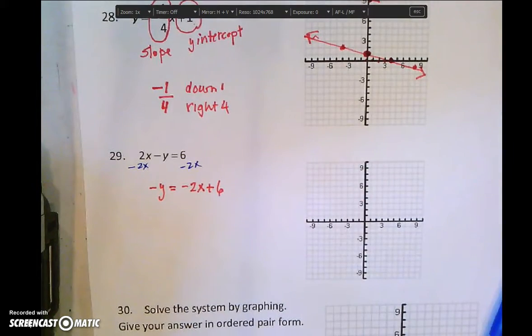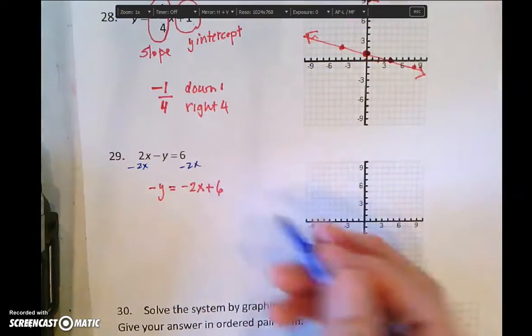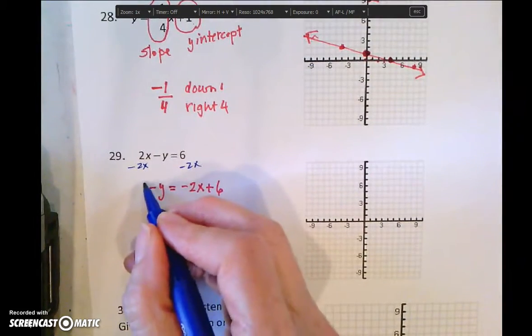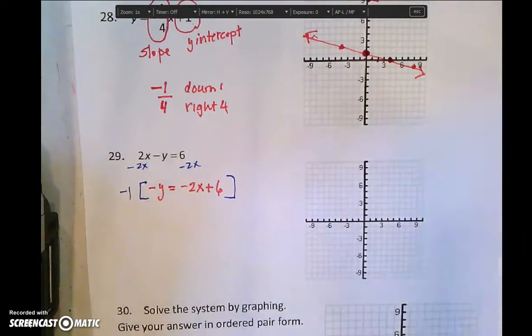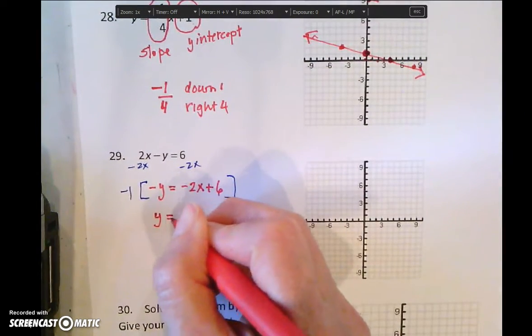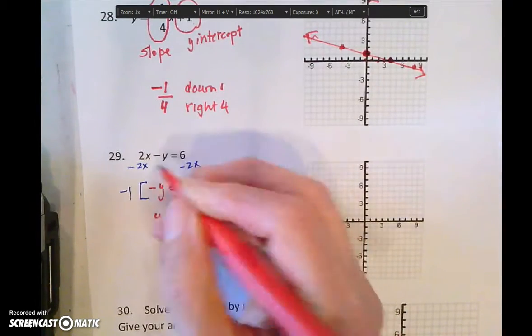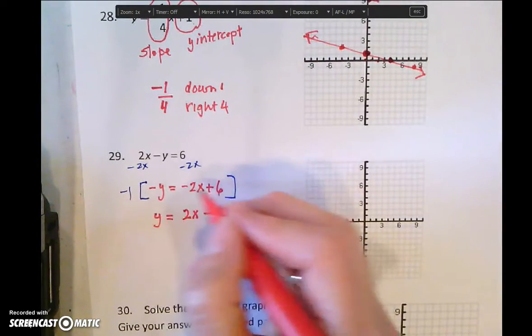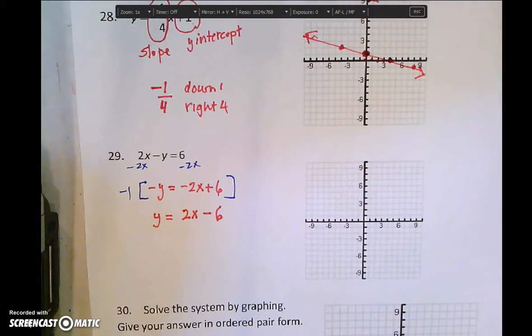So careful with the signs. If there's a negative here, then it's going to stay there. Now I want to have a positive y, so I'm going to distribute a negative 1 through here, and that will give me a positive y is equal to a positive 2x and a minus 6. So make sure that you apply it to all the different terms there. So now I'm ready to graph.